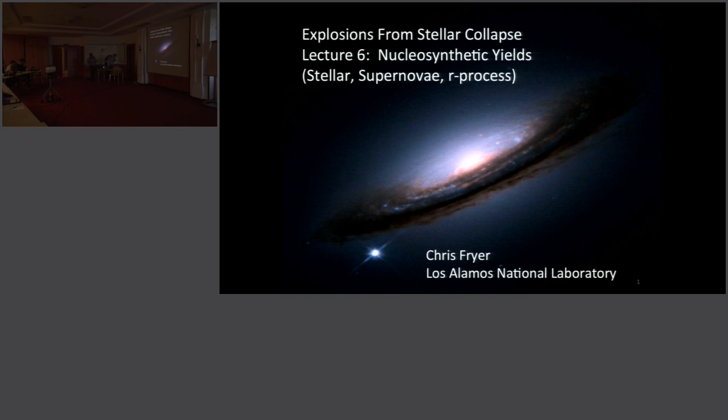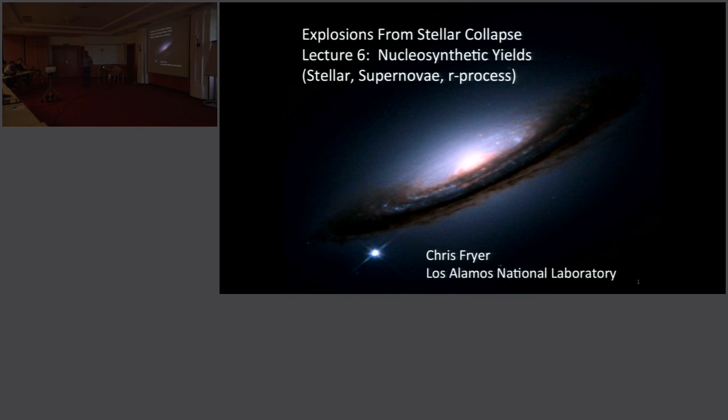This morning I was going to talk a little bit about how we use nucleosynthetic yields to help constrain what we know about the engine and the progenitor of core collapse supernovae. I'll talk mostly about stellar yields. The way a supernova produces yields is it has two approaches. It can just eject what was in the star, or it can modify what was in the star by the shock passing through it.